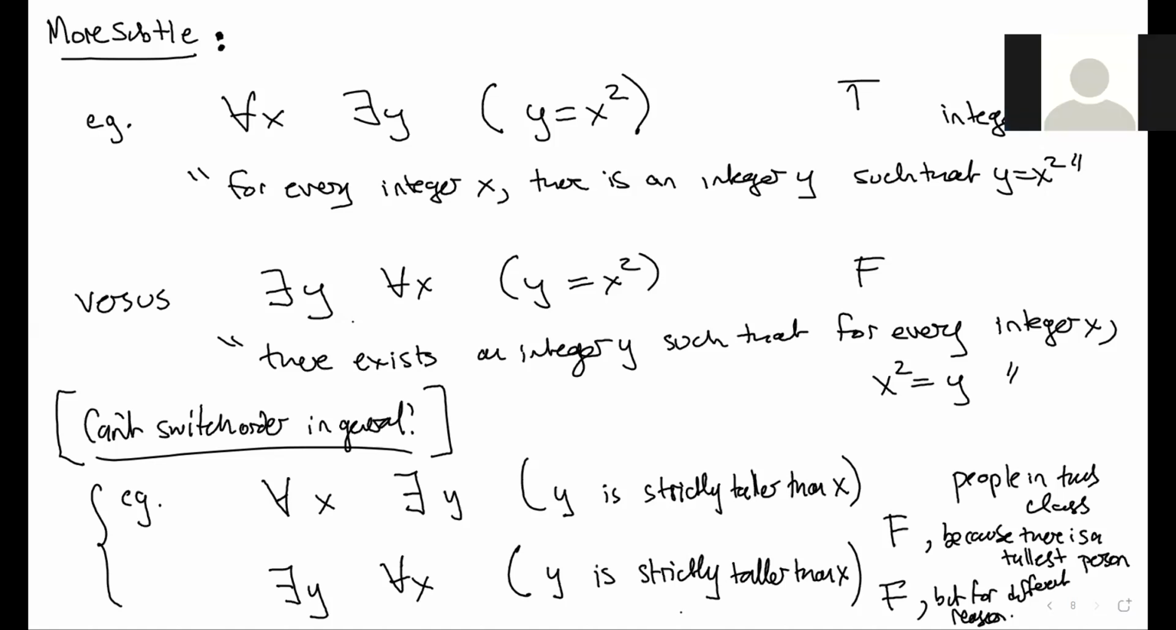Could you say that for every x not equal to y for the second statement, and then it would be true because it would be for everybody except himself. Okay.